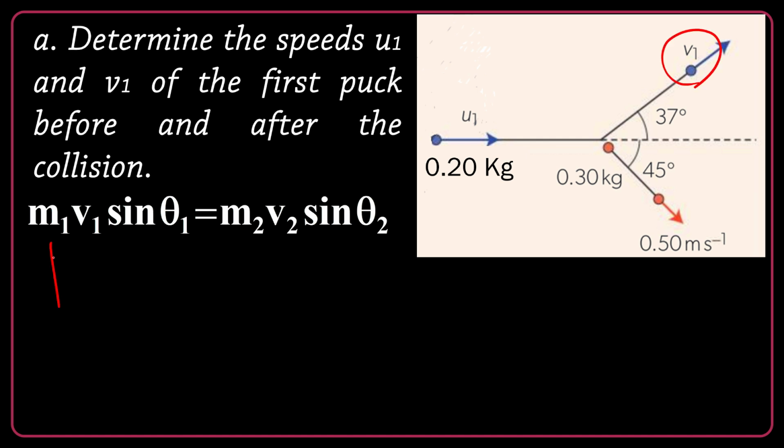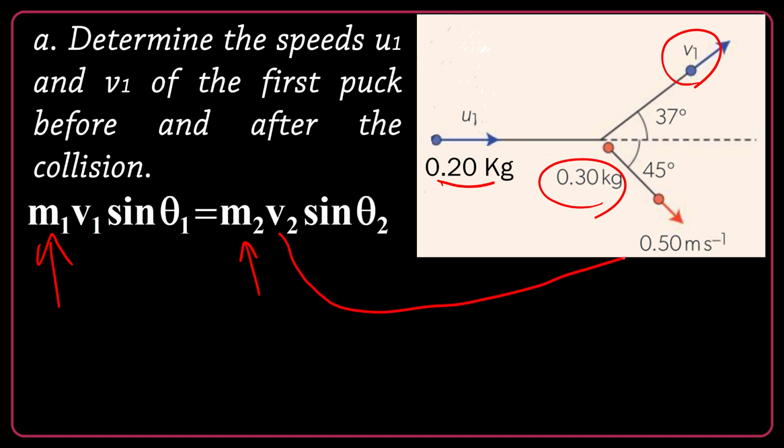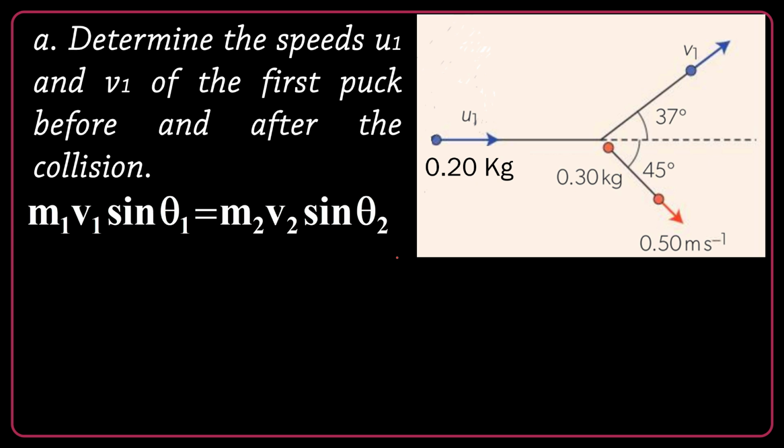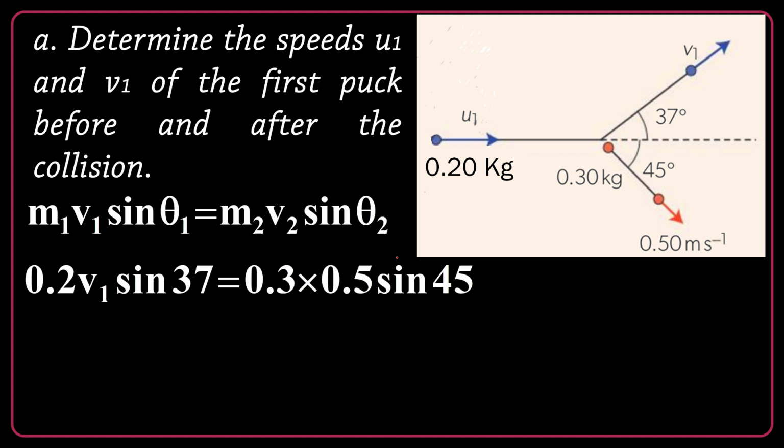Why? I know m1 is 0.2 kilogram. I know m2 is 0.3 kilogram, given here. And I also know v2, because v2 is given to be 0.5 meter per second. The angles are given, so I'm just looking for v1. So conservation of momentum in the vertical direction is enough to find v1. Let's plug in the values and find v1 to be 0.88 meter per second.